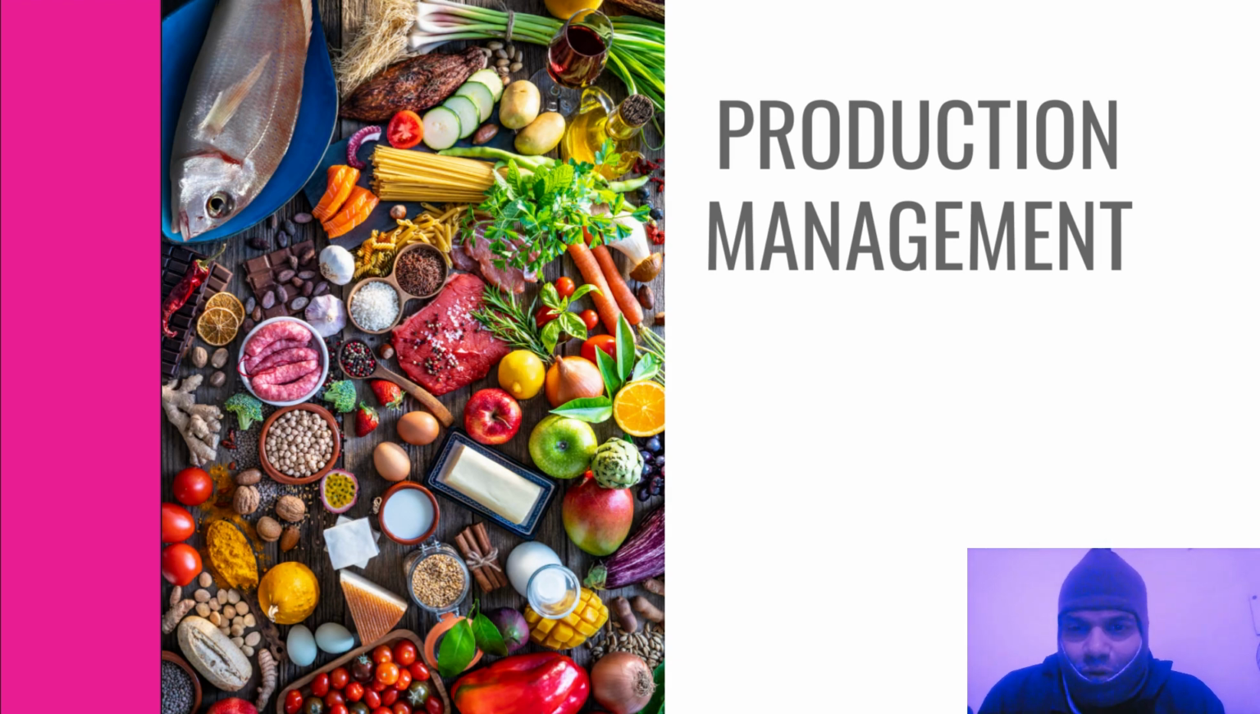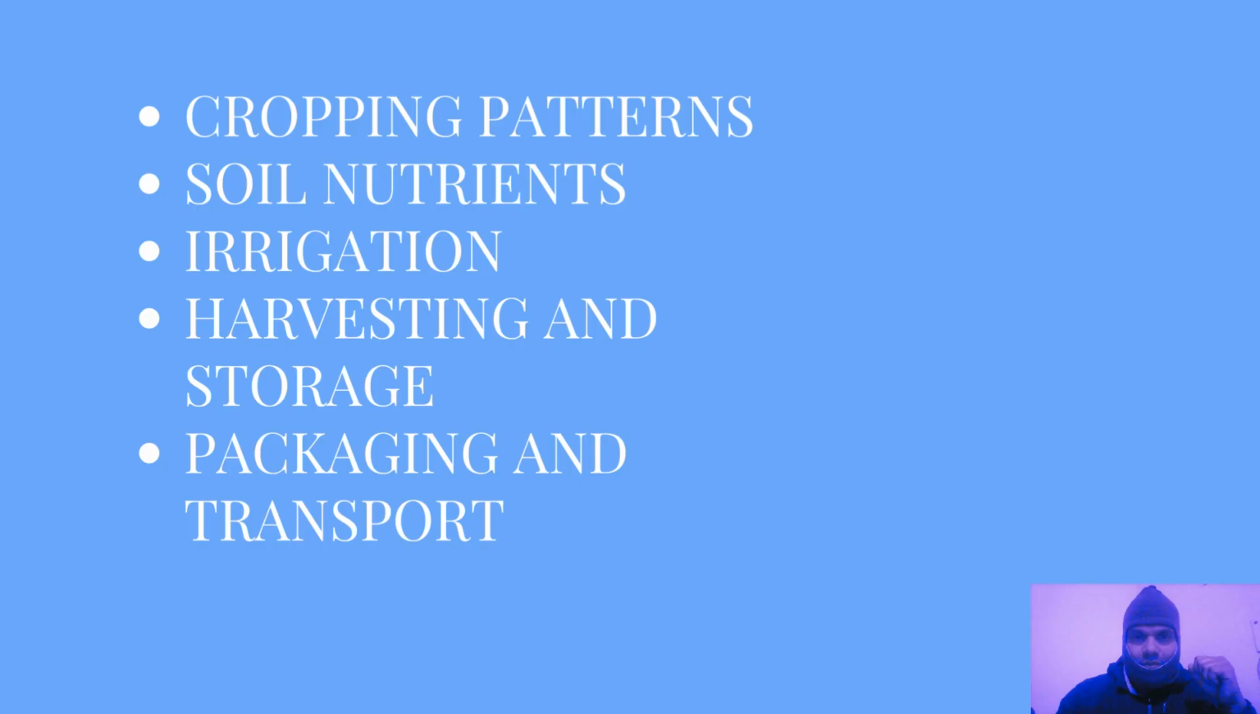In the previous video, we saw how variety selection can help us improve the yields and the quality of our crops. In this video, we're going to look at the actual management of production, how to manage our production in such a way as to improve our productivity. We are going to do this by looking at something called cropping patterns.